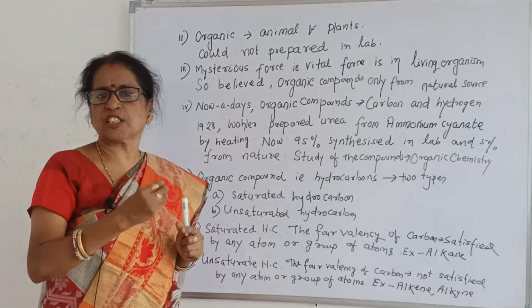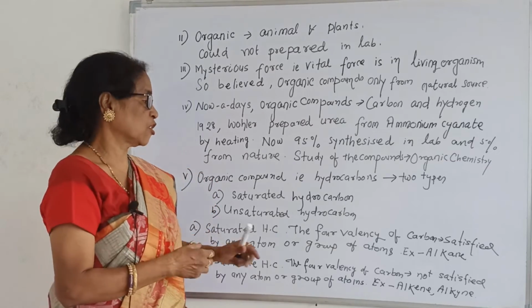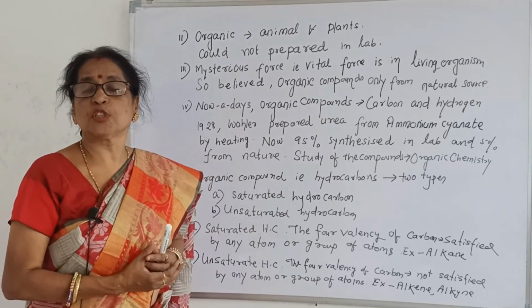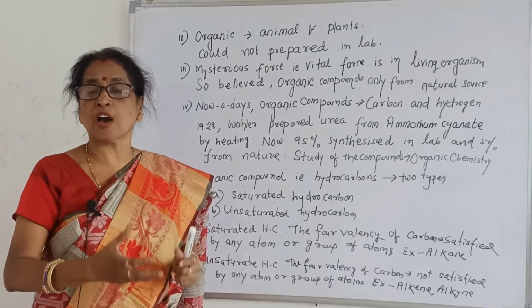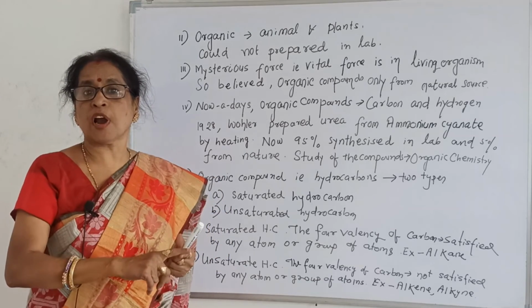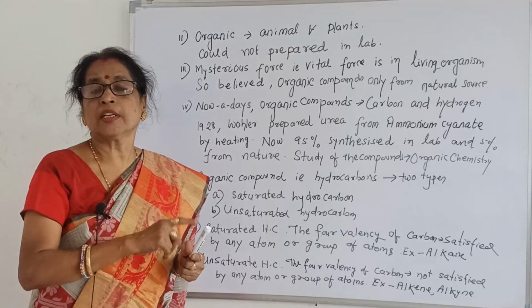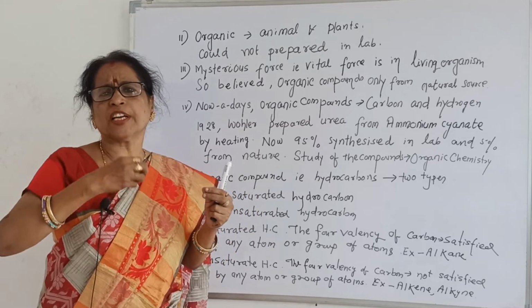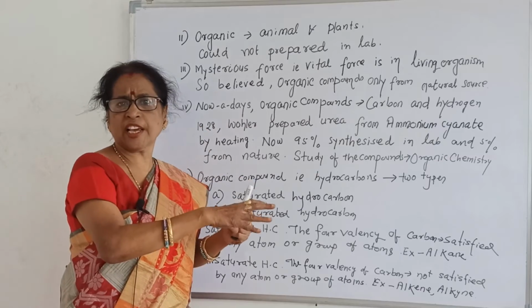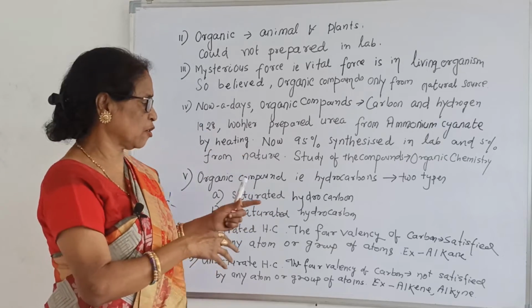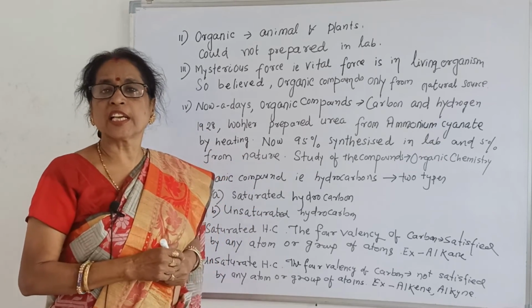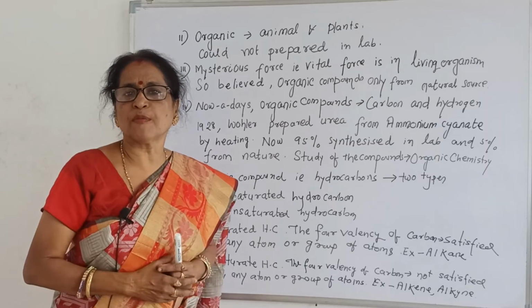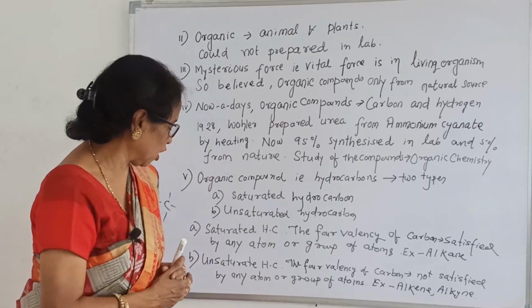A simple example of saturated hydrocarbon is alkane. Alkane is known as the parent hydrocarbon. It is the first hydrocarbon, that is why it is called parent hydrocarbon. Any organic compound can be derived from alkane, that is why it is called parent hydrocarbon. It contains single covalent bonds.